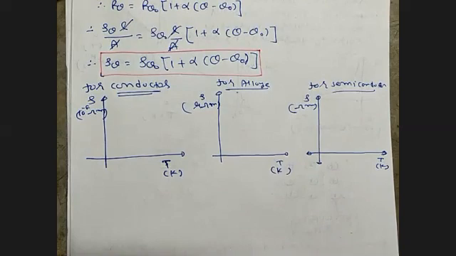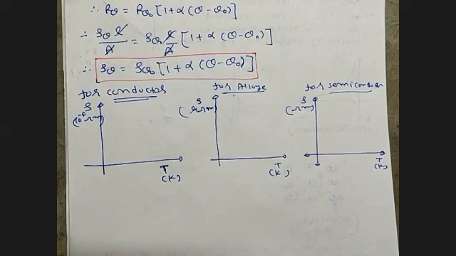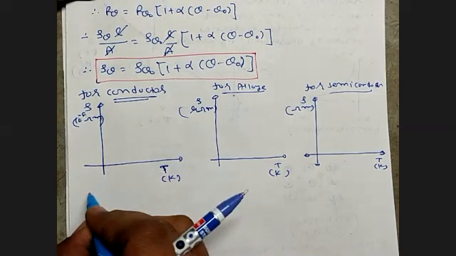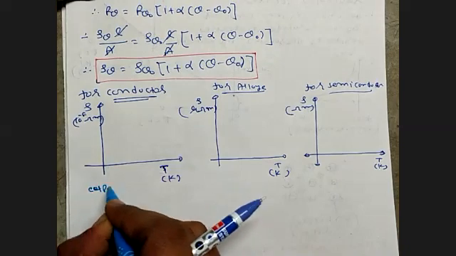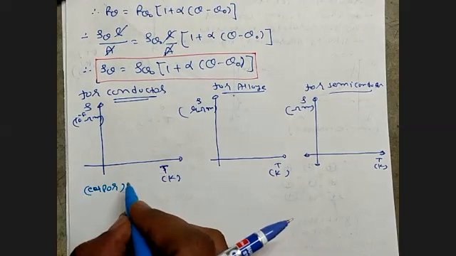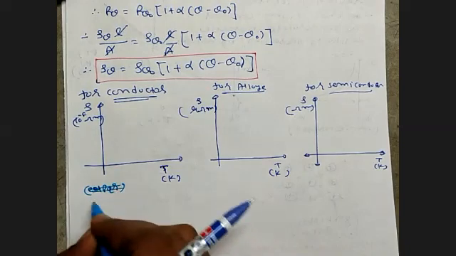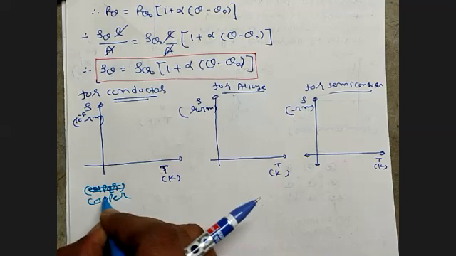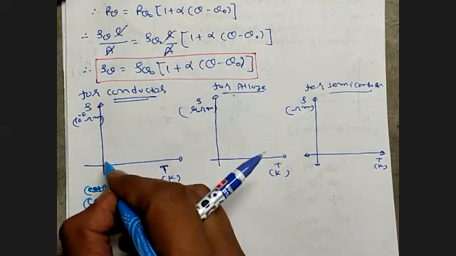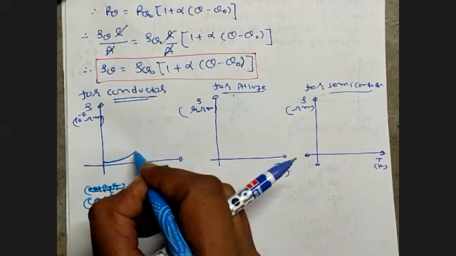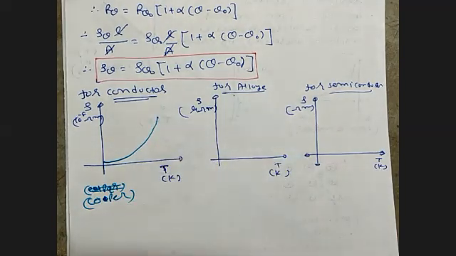So for a conductor, conductor means, for example, copper wire. For particular copper, sorry for the wrong spelling, the value depends non-linearly upon the temperature.